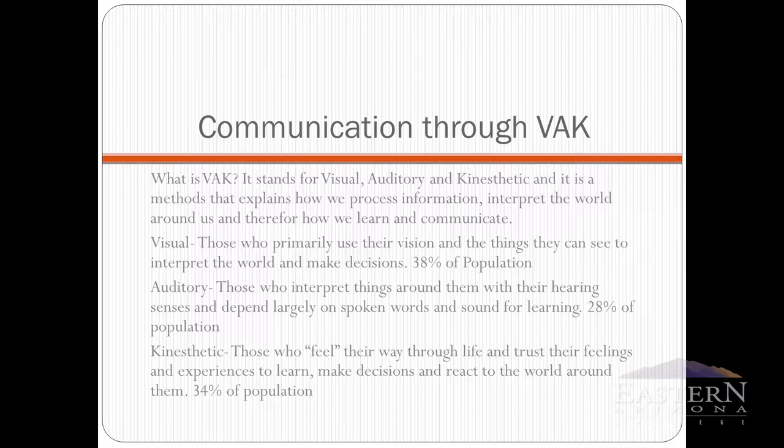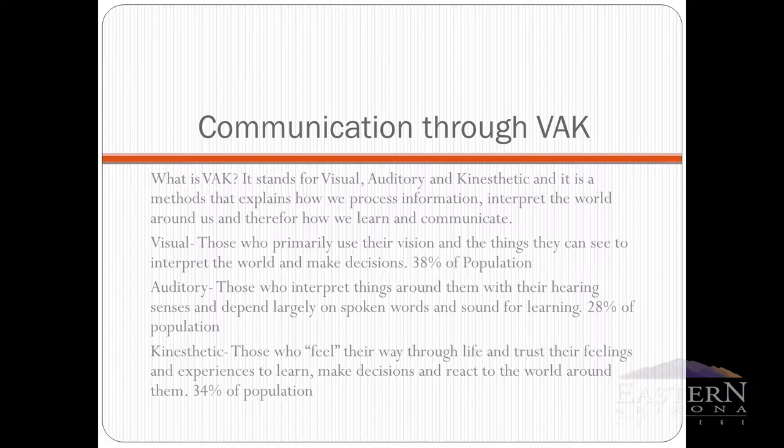And so, VAC stands for visual, auditory, and kinesthetic, and it's a method that explains how people interpret the world around them, how they perceive and understand it, and therefore how they communicate. The way that we perceive is the way that we communicate. So visual people, that's 38% of the population. That's the biggest part of the population. They say 38% are visual, those who primarily use vision and the things that they see to interpret the world and make decisions.